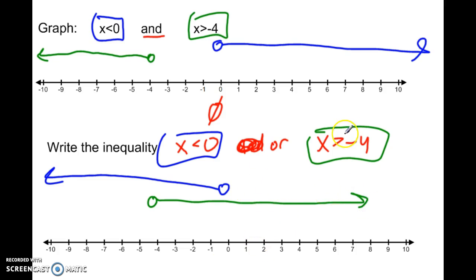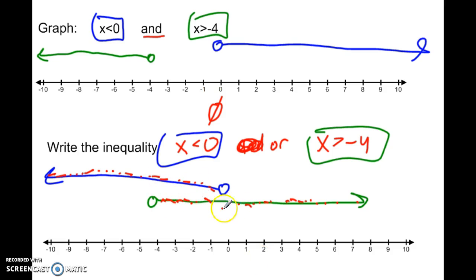The or statement means anything that's a solution to one of them is a solution. So in this x greater than -4, any number bigger than -4, all these numbers are solutions. Lots and lots of numbers there. Anything smaller than 0 is also a solution. So all these numbers are solutions, right? So how do we represent all these numbers over here, which are solutions, all these numbers over here, which are solutions, not just the overlap?